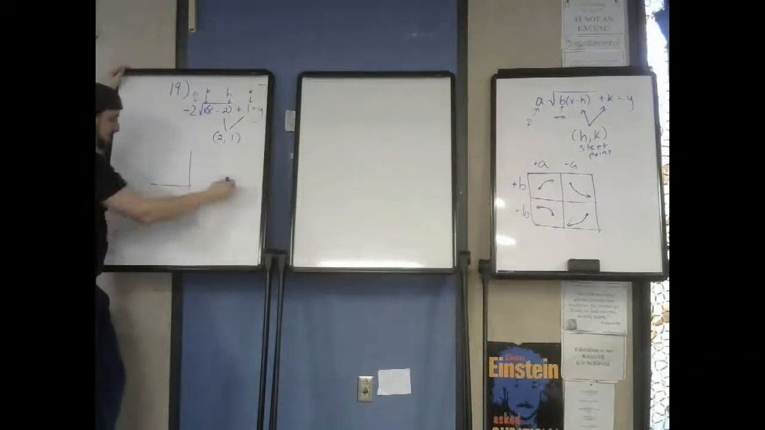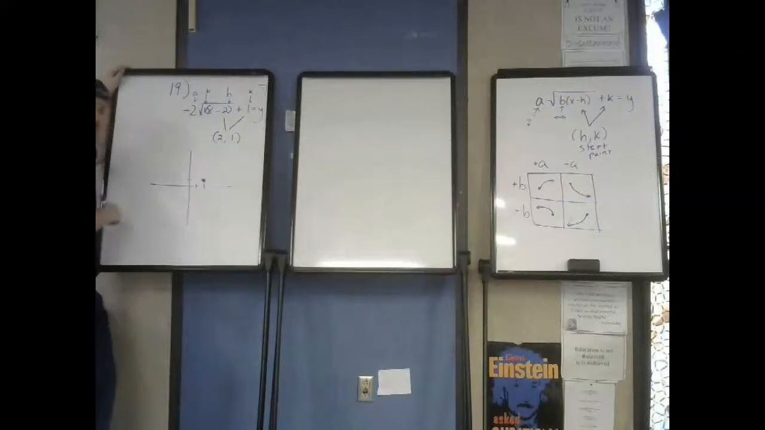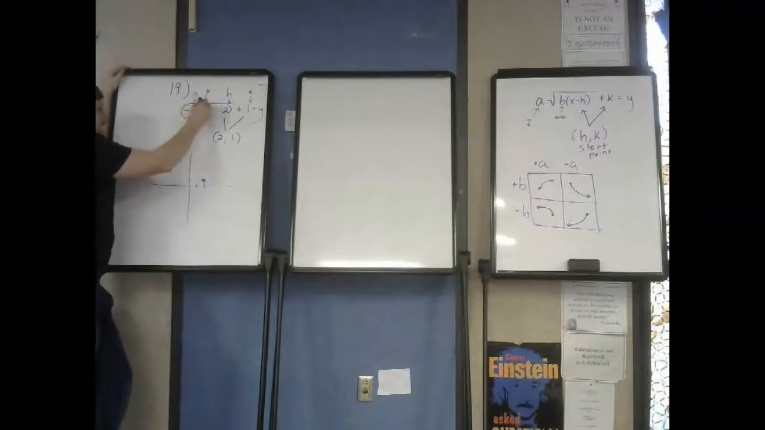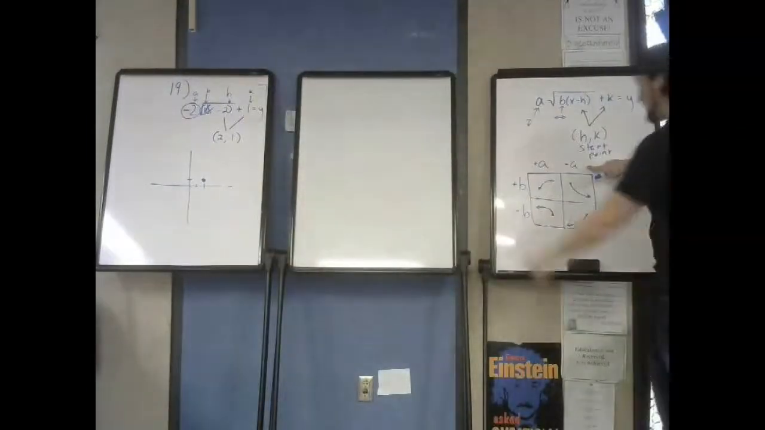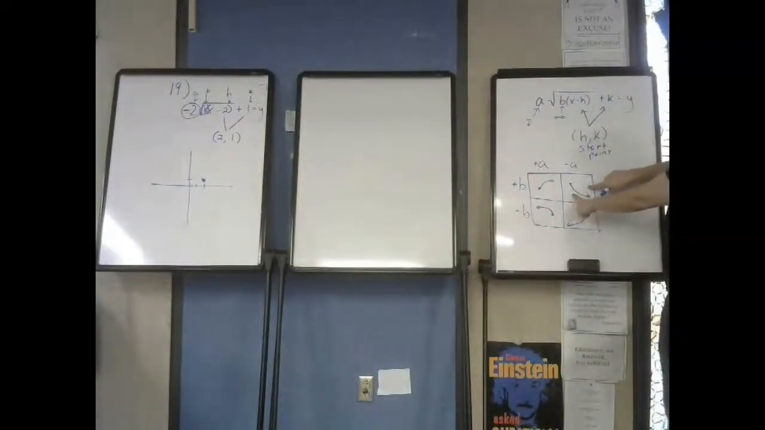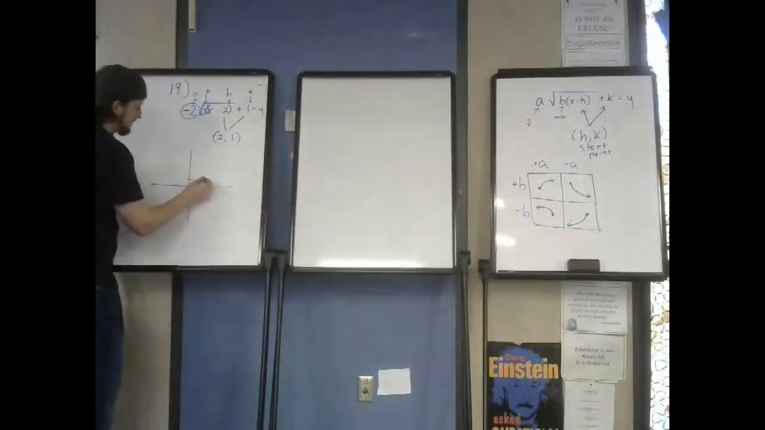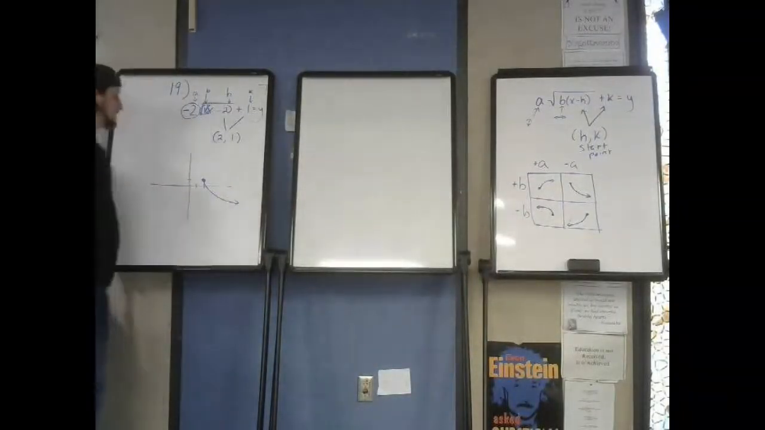So when I'm graphing this, that's where I start, at 2, 1. Now we look at these two numbers, the A and the B. Notice my A is negative, but my B is positive. So when you have a negative A and a positive B, the graph looks like this. So it's going to go down and right. And that's it. That's the graph.